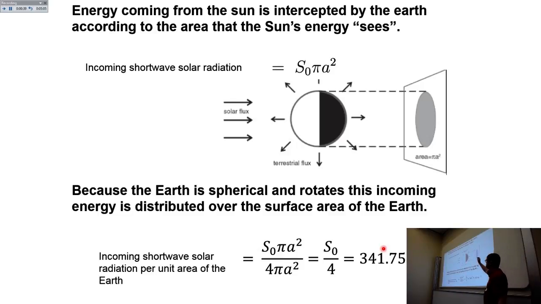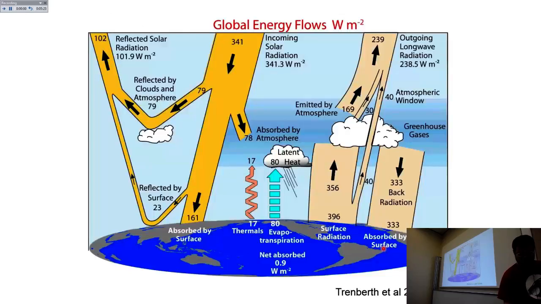In this case, a is the radius of the Earth, for no particular reason, we just need another variable than r. So this equation simplifies to S0 divided by 4. So every square metre of the Earth, on average, gets 341 watts per square metre. Okay? So that's this number coming in at the top. This is basically how much energy is arriving at the top of the atmosphere of the Earth.